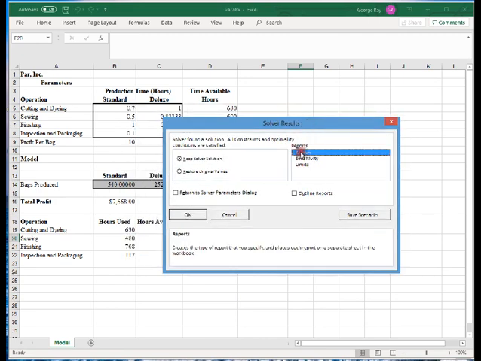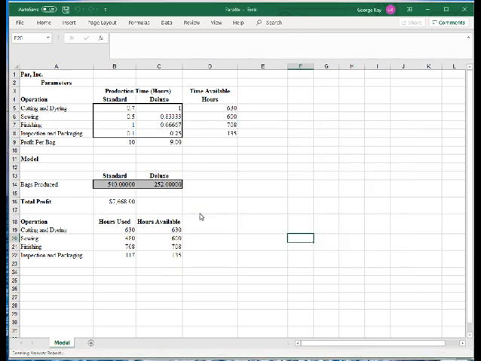Now, before I click OK, I'm going to select Answer from my reports. There are a couple of different types of reports. Let's look at Answer first. So I'm going to click OK, and we see that we maximize our profit at $7,668, and we produce 540 standard bags and 252 deluxe bags.